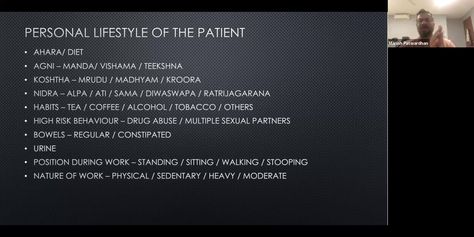So the diet history is extremely important. You need to take the diet history. The diet history will give you a lot of insights into what you need to stop, what you need to incorporate in terms of foods, etc. Then the next thing is Agni. Understand the Agni. We will come to this.